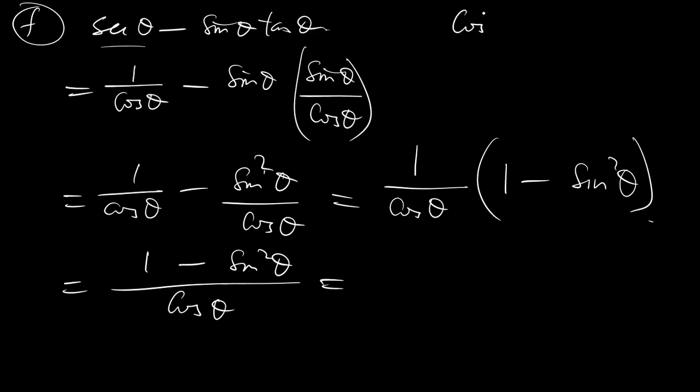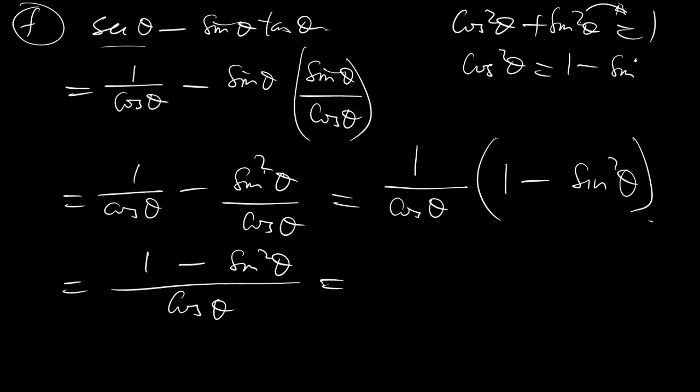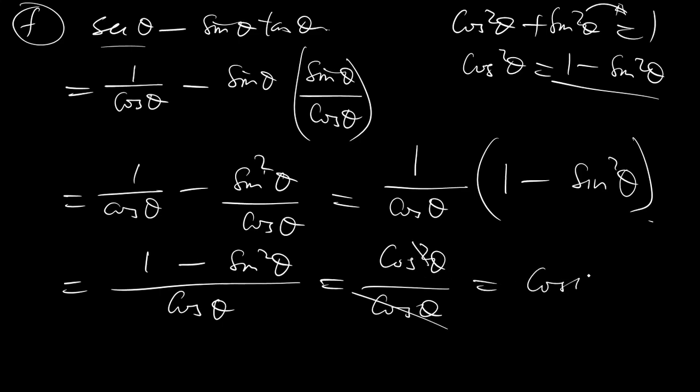So now let's say cos square theta plus sine square theta is equal to 1. Now, if you move this sine square theta to this other side, you have cos square theta equal to 1 minus sine square theta. So this value is the same thing as this, which is cos square theta divided by cos square theta. So this cos square theta will cancel one of these. So you have cos square theta as a simple form of this particular problem.